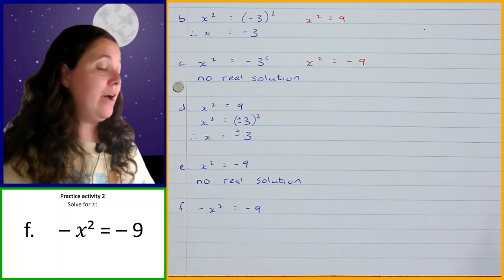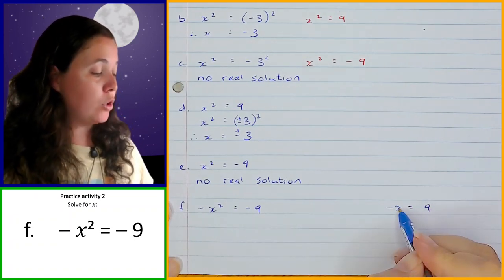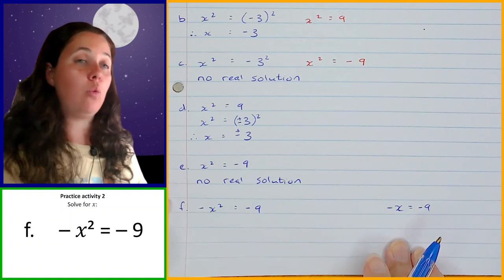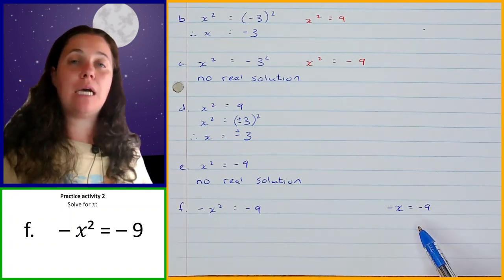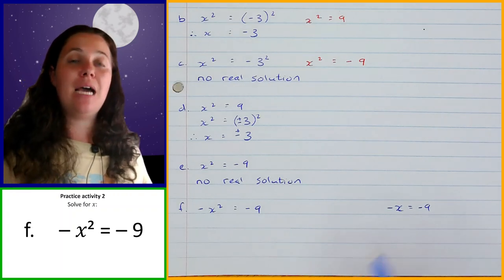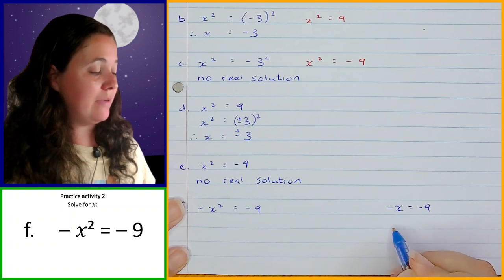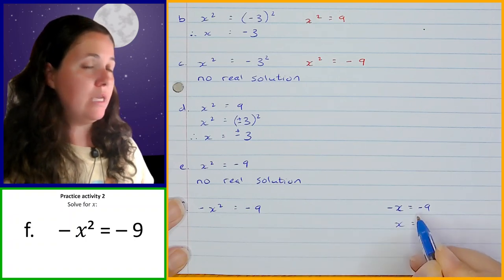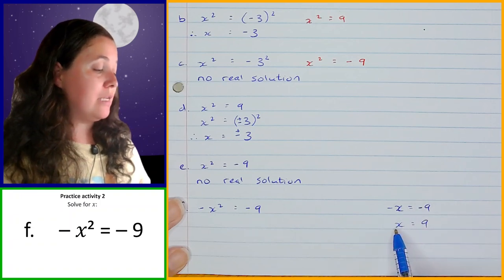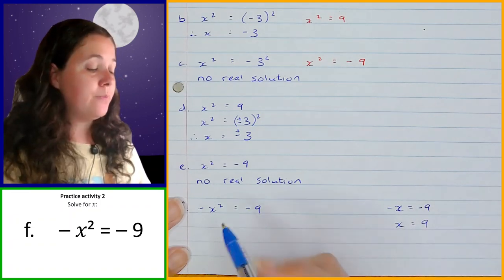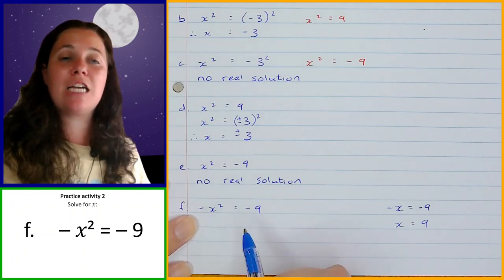Now, if I had negative x equals negative 9, what would I do? I would want to get x on its own by dividing both sides by negative 1. If I divide both sides by negative 1, negative x divided by negative 1 is x, and negative 9 divided by negative 1 is 9. So both sides are going to turn positive. Over here, because there is a negative on both sides, it is actually going to work.